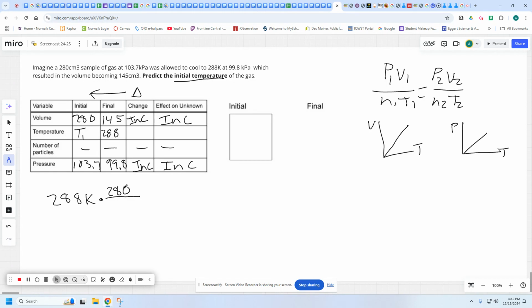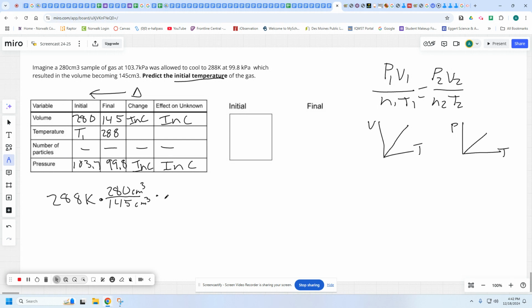rather than the 145, because if I put the 145, that would decrease the overall number across the top and not increase it like the effect we conceptually said is going to happen. I'm going to make sure I put my units on here and track those. All right, so that ratio's done.